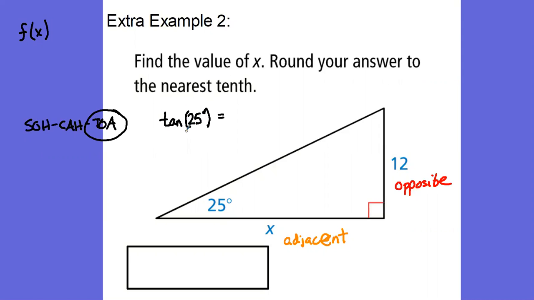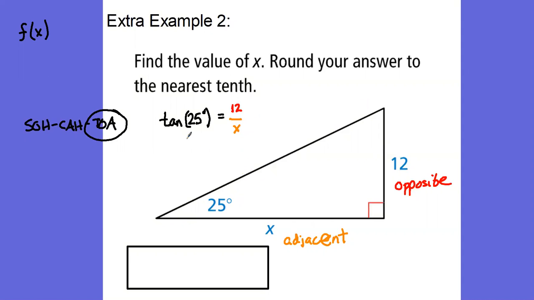And when we do the tangent of 25, we already know from our SOHCAHTOA idea that it's the opposite side. So it's the 12 over my adjacent side, which is my x. So I have 12 over x. And now I need to find the value of x.